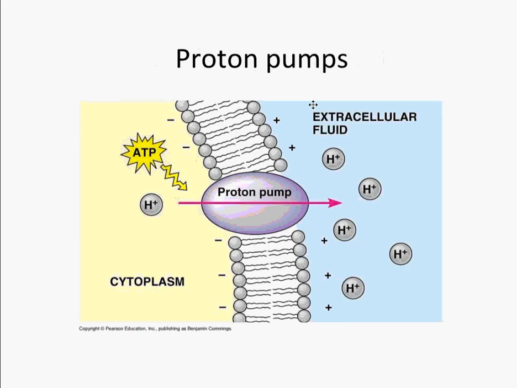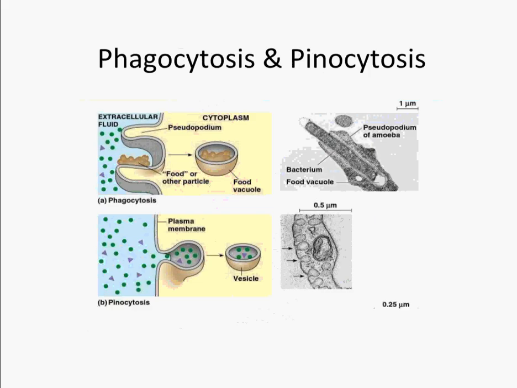Proton pumps, we'll talk about those when we talk about photosynthesis and cellular respiration. Pumping protons to create a gradient in order for that gradient to create ATP. So there are several examples of this sort of thing in cellular processes.